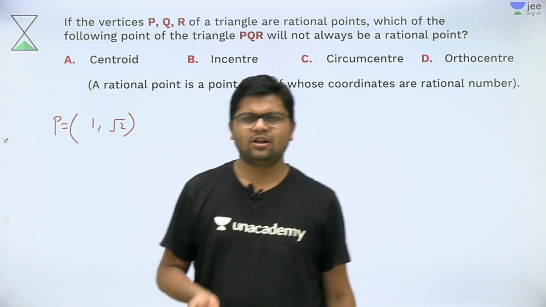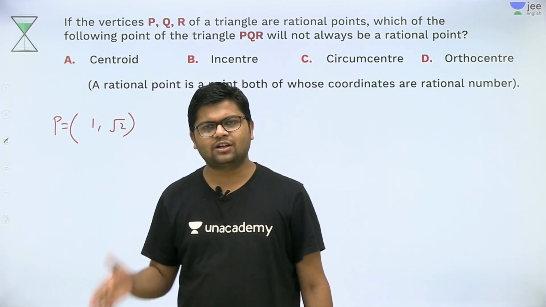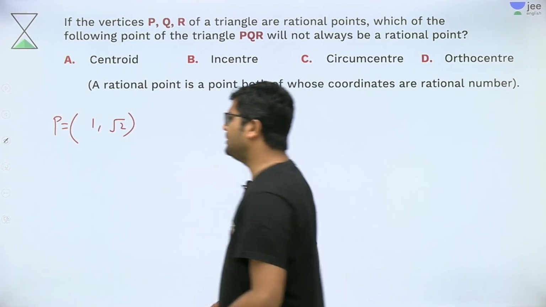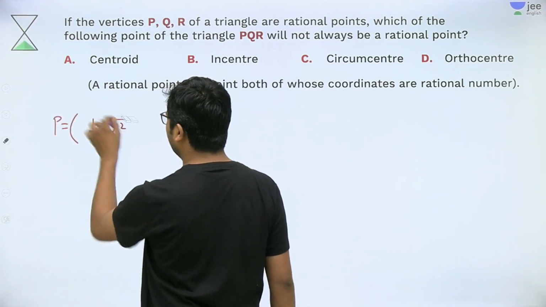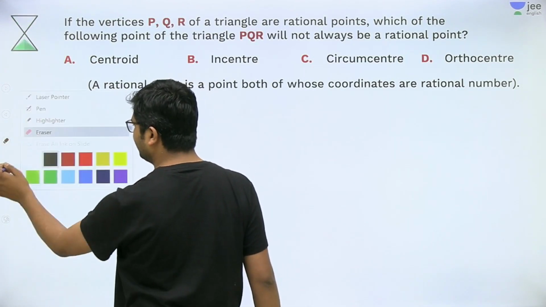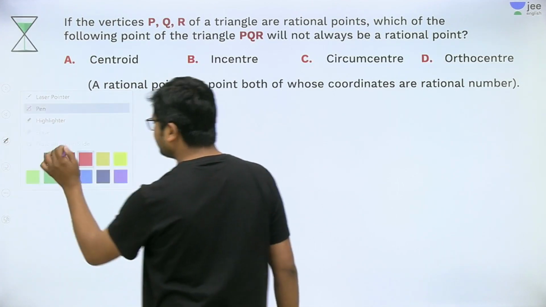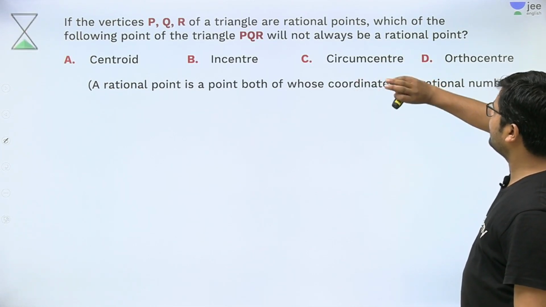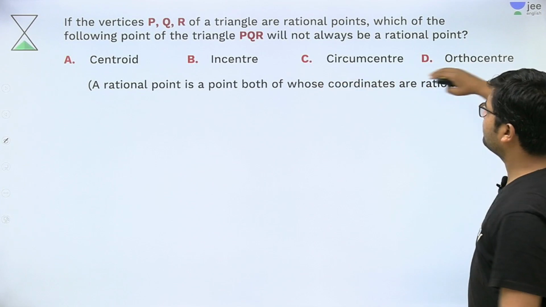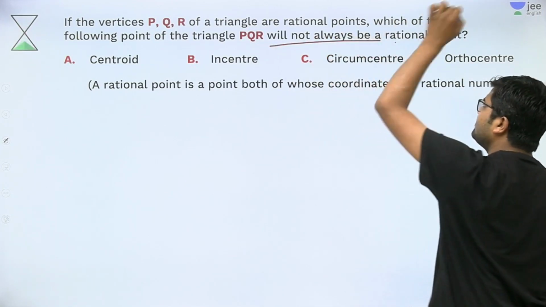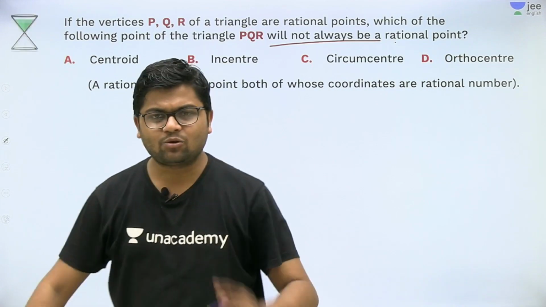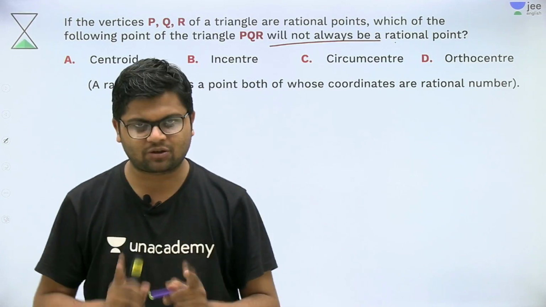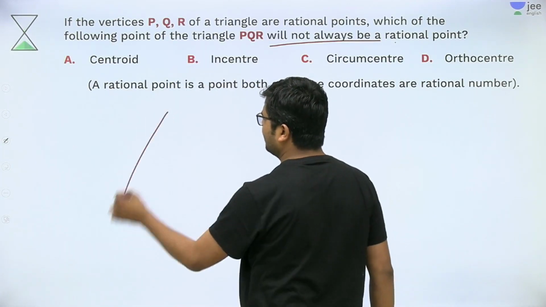So what is a rational point? A point whose both coordinates, x coordinate and y coordinate, abscissa and ordinate, are both rational. That point will be called a rational point. So this is the definition we have understood. It is a new definition, but don't worry. Now we are given a triangle with P, Q, R, which are all rational points. Then out of all these 4 points, which will not always be a rational point? This is the question. Okay, so let me draw a triangle.